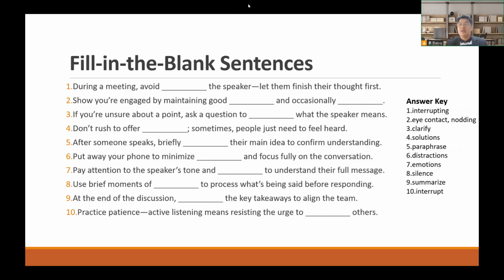Number two, show you're engaged by maintaining good eye contact. Eye contact is a good behavior, and occasionally you can nod. Number three, if you are unsure about a point, ask questions to clarify what the speaker means. Clarify means to get clear about some information. Sometimes we just ask questions. Number four, don't rush to offer solutions. Rush to offer means getting the conclusion or solutions very quickly.